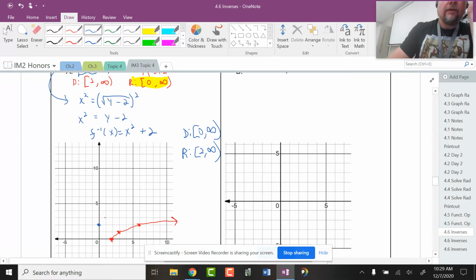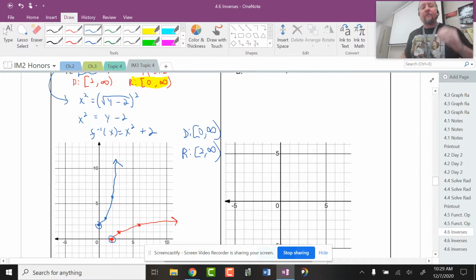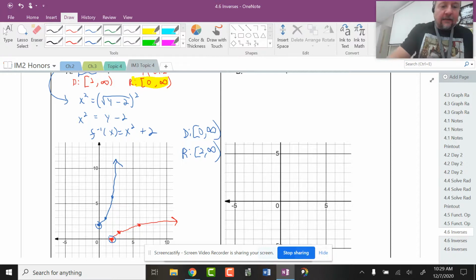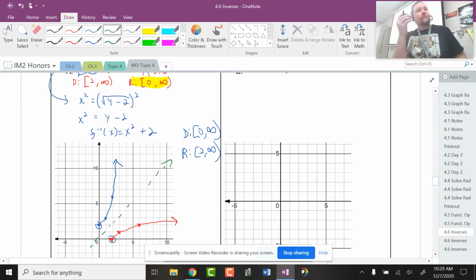So 1, 3, and look at that. 2, 0, 0, 2, 3, 1, 1, 3, 6, 2, 2, 6. Input output would have given me the same values. I put 2 in, I do get 6 for my new function. And then you can see that this truly is a y equals x reflection. Just that half of the blue parabola, not the full.